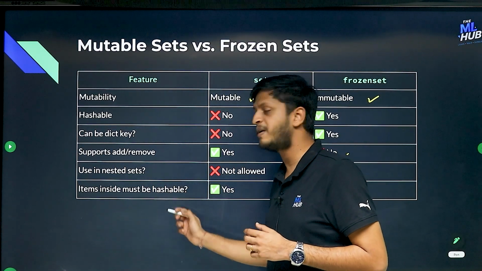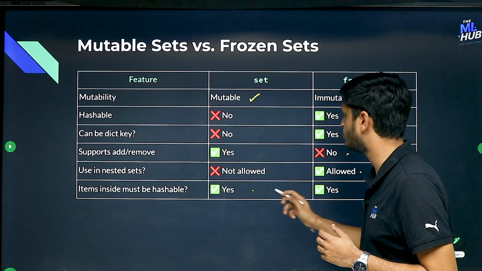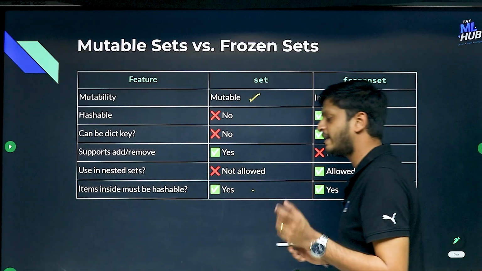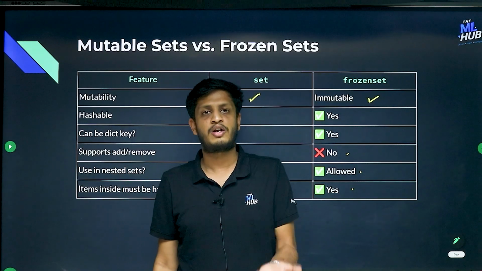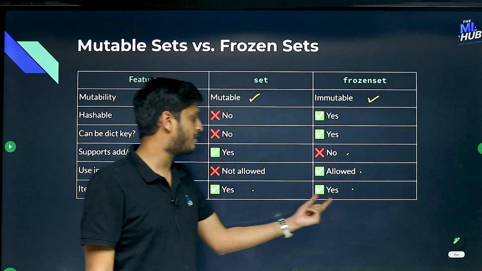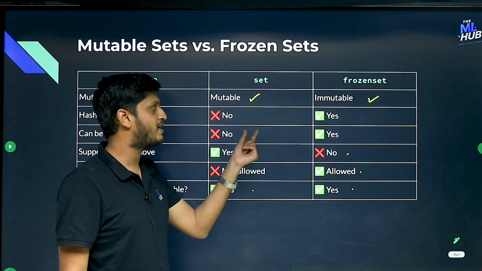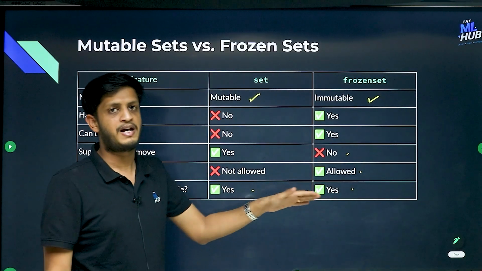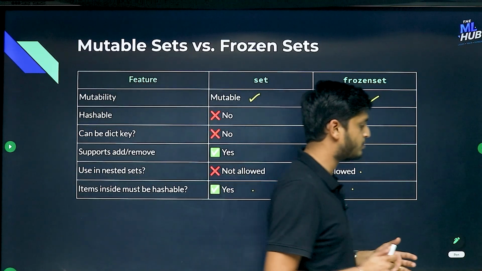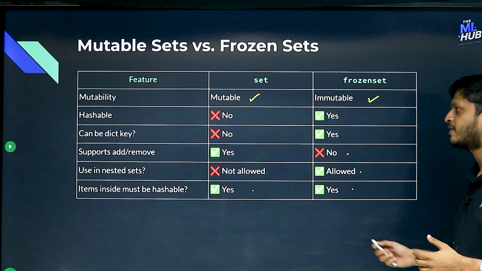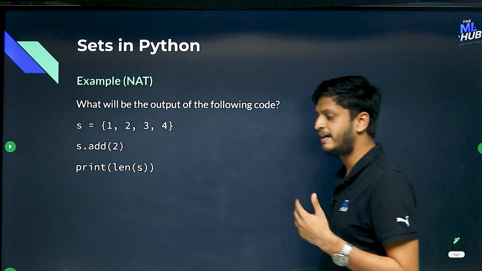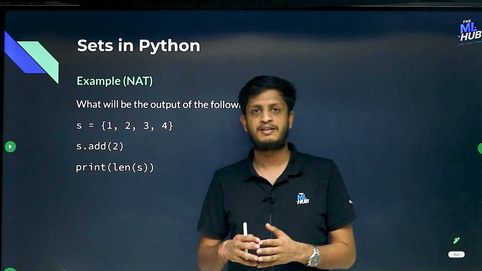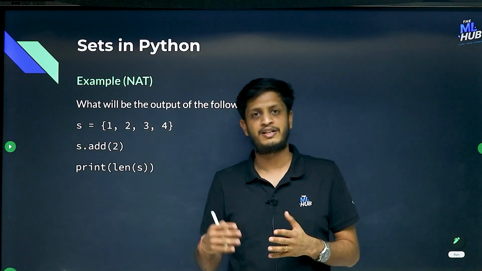Items inside must be hashable. That is true for both of them. Items inside a set and a frozen set, both must be hashable. Otherwise you cannot create them, okay. So this is actually true for both of them. This is what set and frozen sets are in Python. We will see in the demo how sets and frozen sets work. That will explain you more about all the methods and everything that we discussed.